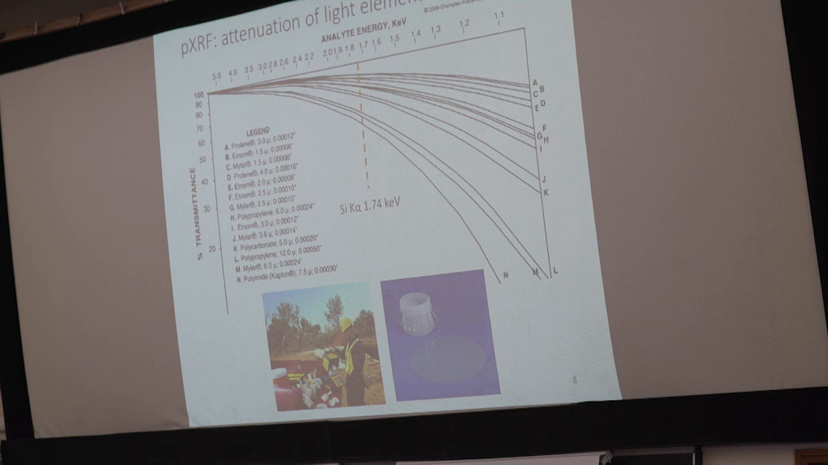But it looks rather convenient, but one should consider that light element spectral lines will be attenuated by plastic. For example, this silicon K alpha line will be reduced by almost 40%, even when we use sample cups with Mylar film of 6 microns thickness.